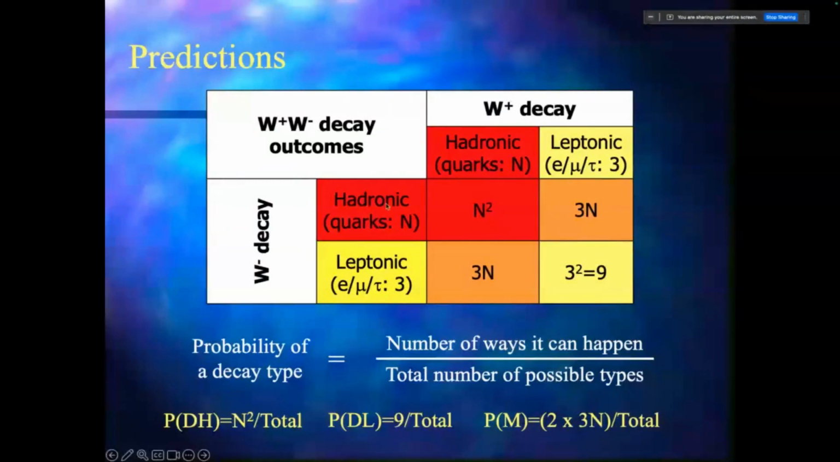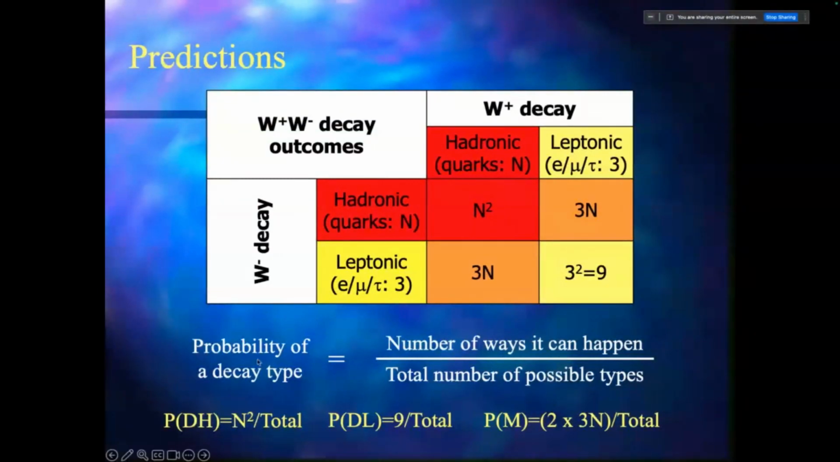So when we think about the fully hadronic case, well, there are n possibilities for one and n possibilities for the other. So there are n squared possibilities for this type of decay. And conversely, for the fully leptonic case, there are 3 times 3 possibilities. So that's 9. Now for the mixed one, we have that the first guy can decay leptonically, that's 3, and then the other guy decays hadronically, that's n. So that's 3n possibilities, but of course it could have happened the other way around, right? So there are 2 times 3n possibilities.